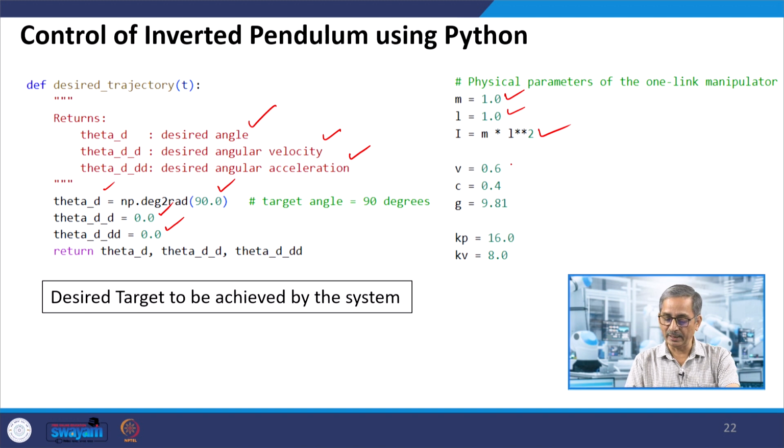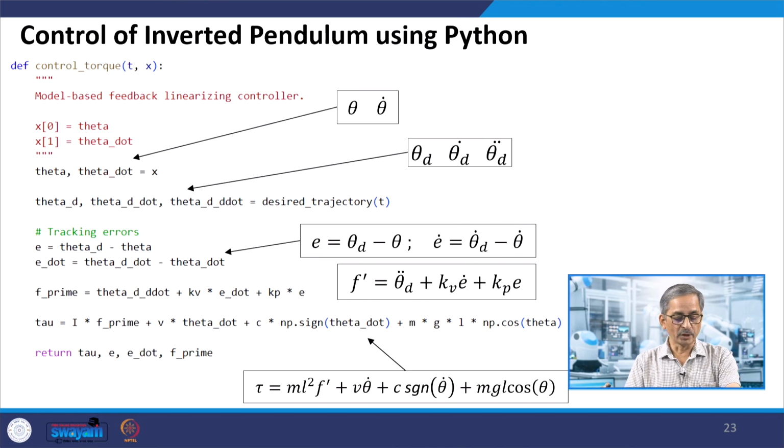Now here I am specifying the values of C, V and G which are there in my model, and I am taking these control gains. Here I define these as x, and here I am defining these desired values. I am computing the tracking error and the error derivative here, and this is my f prime basically, and this is my expression for the tau.